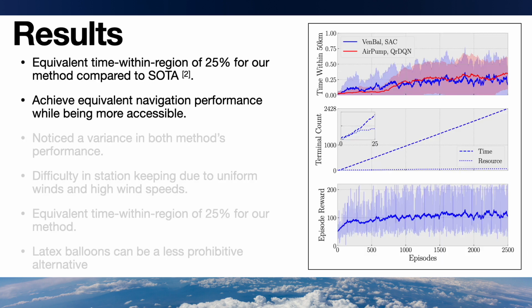We compare our method against the current state of the art, which uses quantile regression DQN to control a superpressure balloon. Using the metric of average time within 50 km radius, the results showed our method achieved an equivalent score of roughly 25%, illustrating latex balloons can achieve equivalent navigation performance while being more accessible.